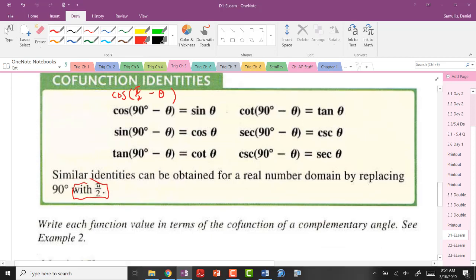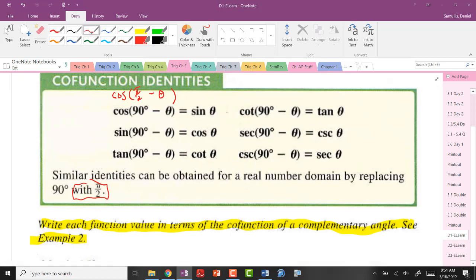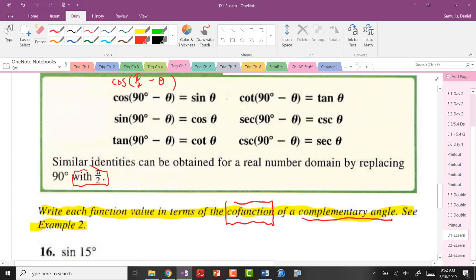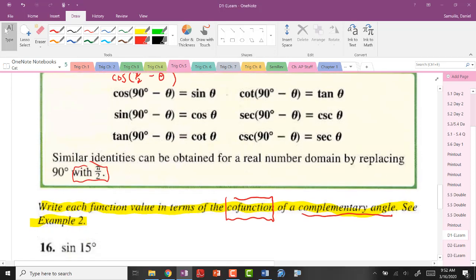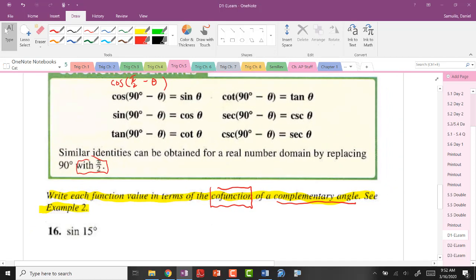And then please read your directions, because the first question almost looks exactly like the first question that I did up there. But this one says, write this value in terms of its cofunction of a complementary angle. And that's what you should understand. We've actually had this identity before and used it. We've actually tested you on this identity or these identities in a previous chapter. I think it was 3 or 2. I can't remember which one.